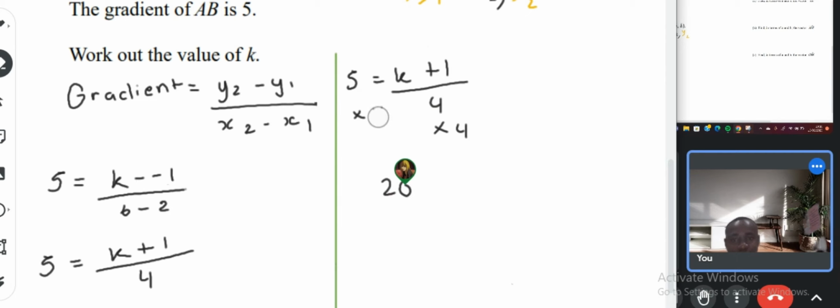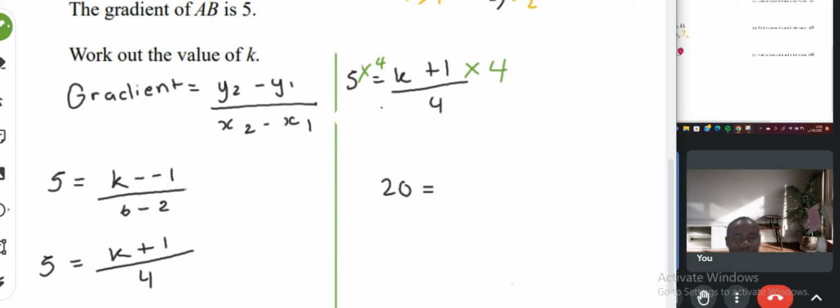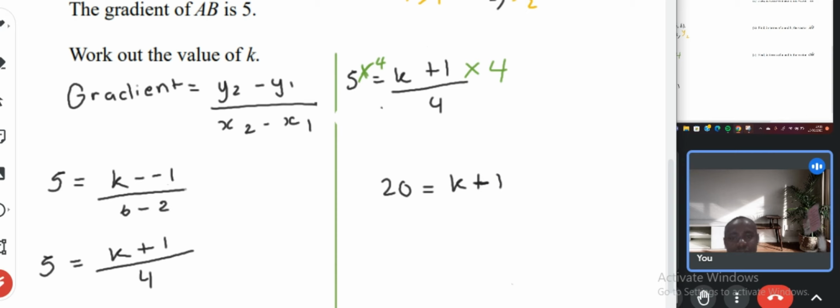Okay, let me just use a different color for this. Next time, so that it doesn't look like you're multiplying the denominator, put it at the top, times 4 times 4. K plus 1, yes, because the 4 will cancel out this 4 when you multiply both sides by 4. Let me write it down.